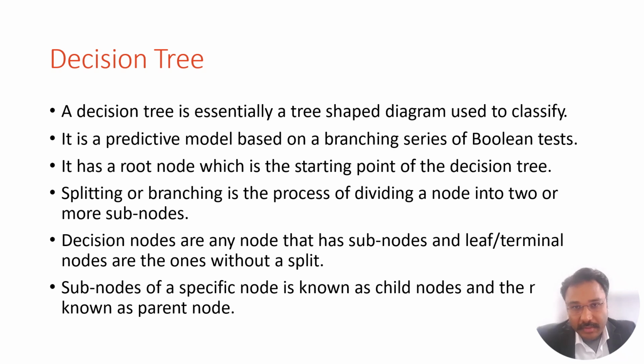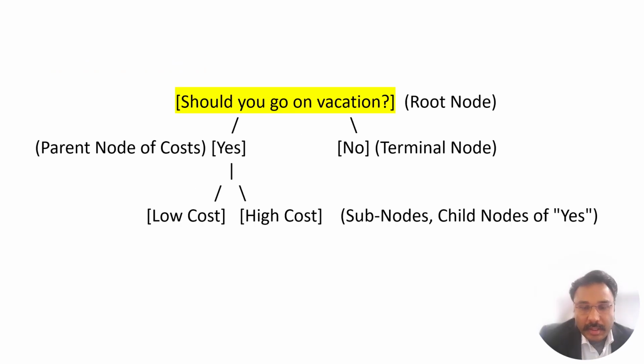This structure makes decision trees easy to interpret and explain, which is why they are widely used. Here is a short example: you want to go on a vacation. If it's yes or no, there can be two answers, and that becomes your terminal node. If you say yes, whether it's going to be low cost or high cost becomes your sub node, and it keeps going on. These are also called child nodes of yes, and can go further depending on what level you want to go for. So that's your decision tree example.